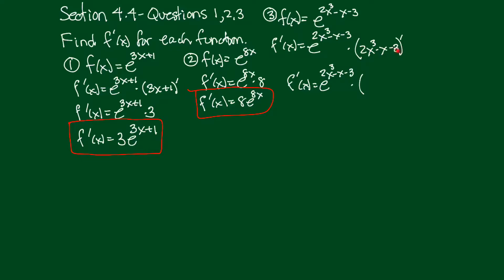So let's differentiate this polynomial function. We're pretty good at that. So how about 6x squared minus 1? And I'm just going to rewrite it as this quantity: 6x squared minus 1, times e to the 2x cubed minus x minus 3.